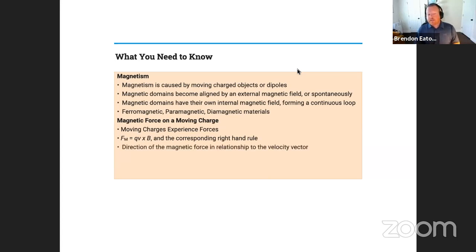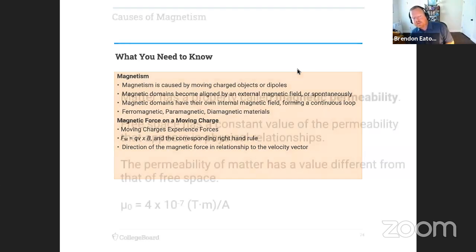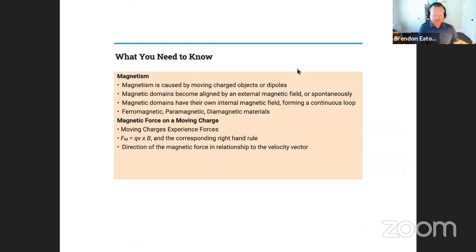And the direction of the magnetic force in relationship to the velocity vector when charges are moving through somebody else's magnetic field. So most of today is dedicated not only to what is magnetism, but we are still talking about right-hand rule and how the force is applied to a charge that's moving through a magnetic field.